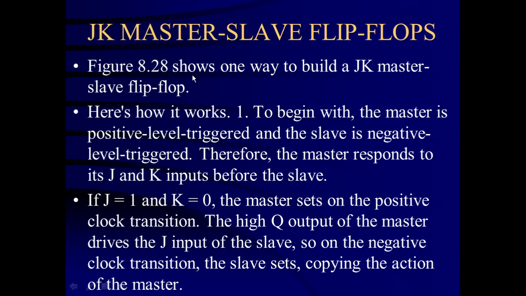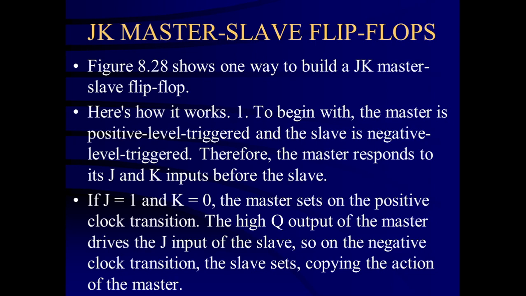Figure 8.28 shows one way to build a JK master slave flip-flop. Here is how it works. To begin with, the master is positive level triggered and the slave is negative level triggered. That means when the positive level is there, the master responds to its J and K inputs, and the slave responds when the clock level is low. The clock pulse is given simultaneously to the master as well as the slave. Therefore, the master responds to its J and K inputs before the slave.